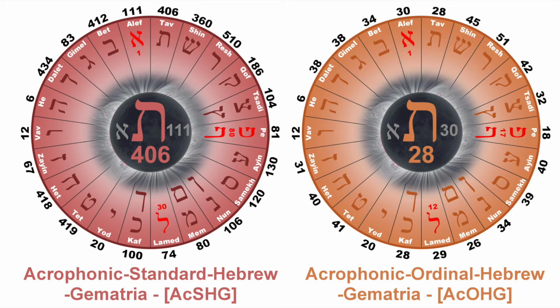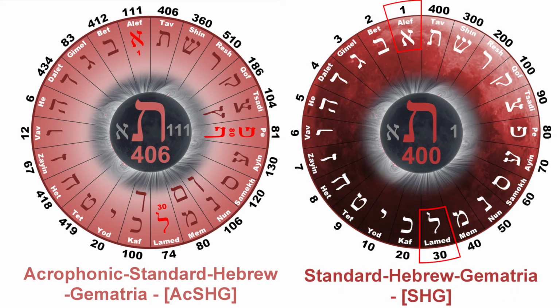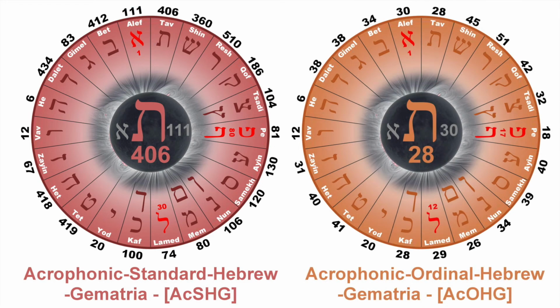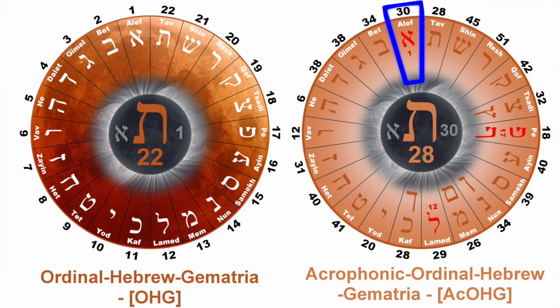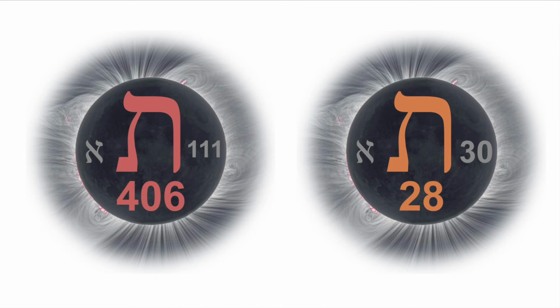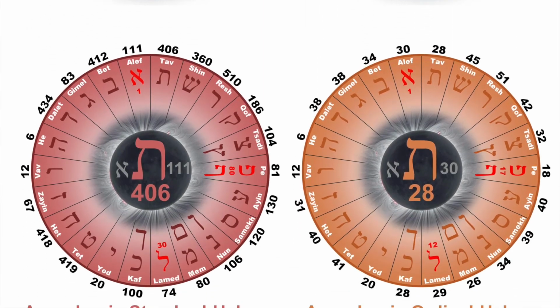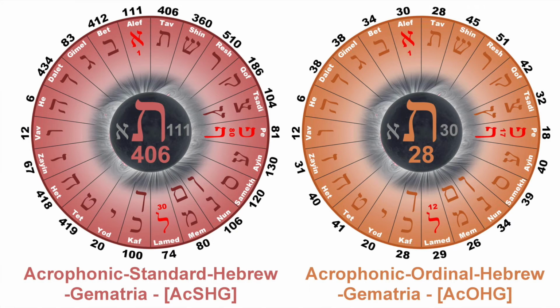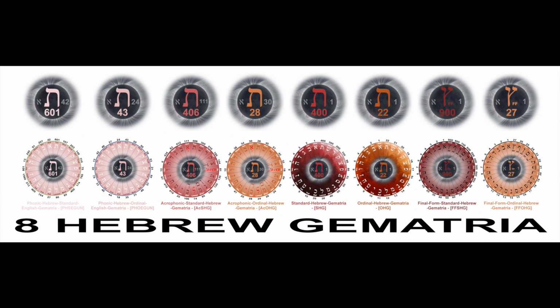Using standard acrophonic Gematria, Aleph has a value of 111, since normal standard Aleph equals 1, Lamed equals 30, and Fei equals 80, which, if totaled together, equals 111. Using ordinal acrophonic Gematria, Aleph has a value of 30, since normal ordinal Aleph equals 1, Lamed equals 12, and Fei equals 17, which, if totaled together, equals 30. The symbol for acrophonic Gematria looks like this, with the standard type shown on the left and the ordinal version shown on the right. It should be noted that both of these are the last 2 Gematria systems in this series, which now totals 8 Gematria types.